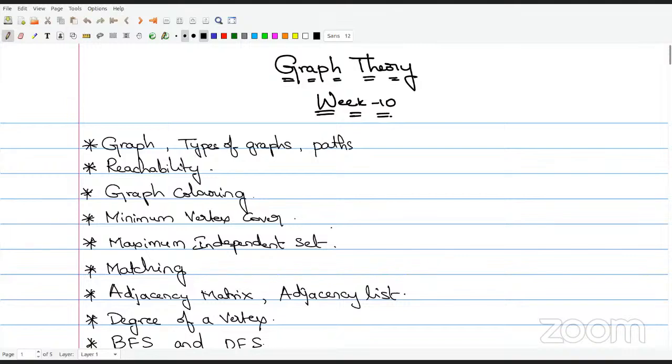So we will look into the types of graphs and what is a path, and then we will look into a few terminologies of graph theory. You have to be very clear about these terminologies because we are going to use these terms more often in graph theory. So reachability, graph coloring, minimum vertex cover, maximum independent set. You should be able to know all these things. And don't think these are very new things which are not understandable. I'm telling you, graph theory will be a very interesting part.